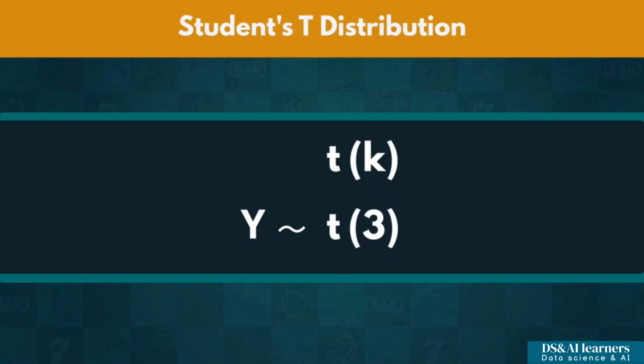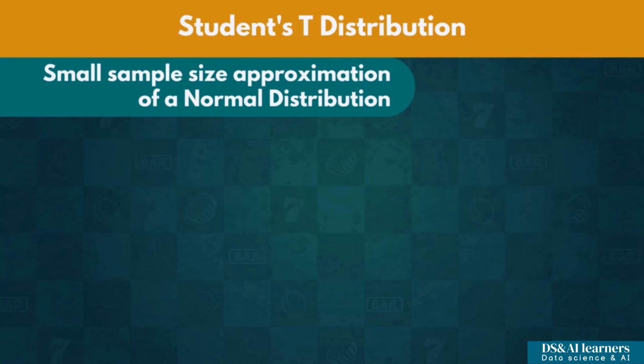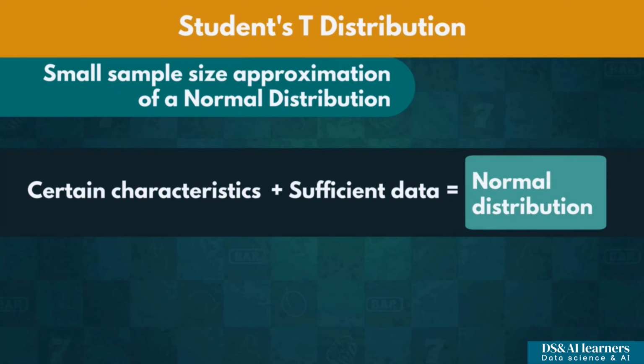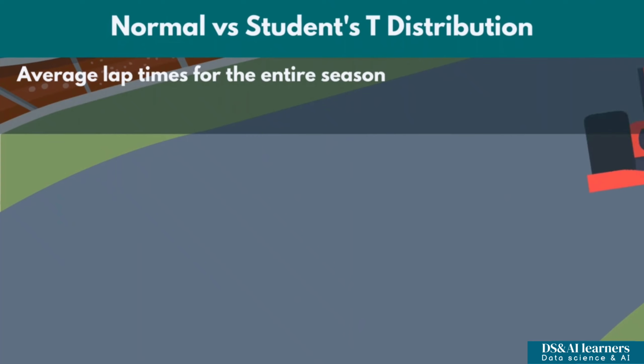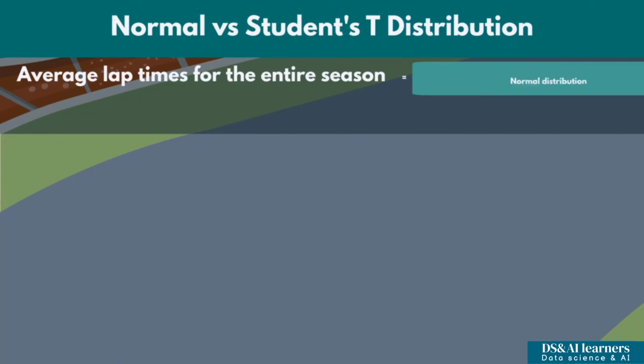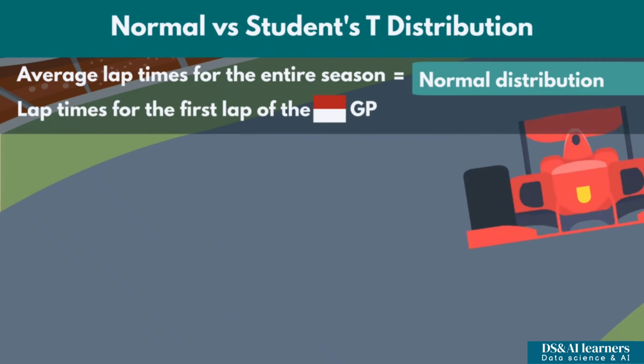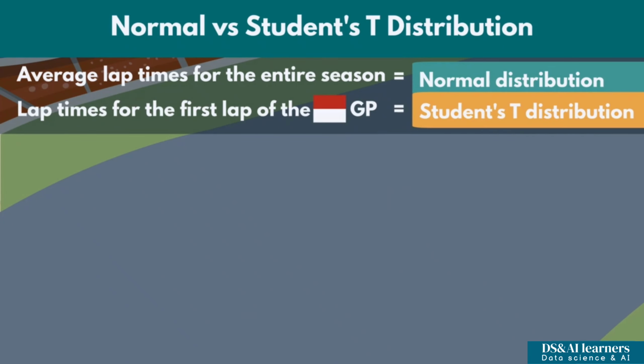As we mentioned in the last video, it is a small sample size approximation of a normal distribution. In instances where we would assume a normal distribution were it not for the limited number of observations, we use the student's t-distribution. For instance, the average lap times for the entire season of a Formula One race follow a normal distribution, but the lap times for the first lap of the Monaco Grand Prix would follow a student's t-distribution.